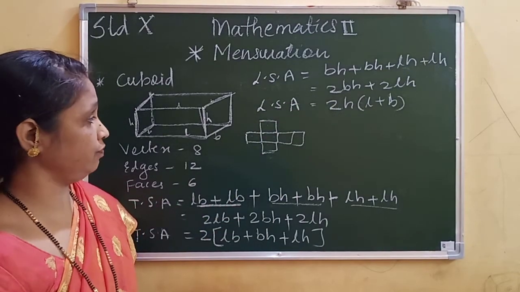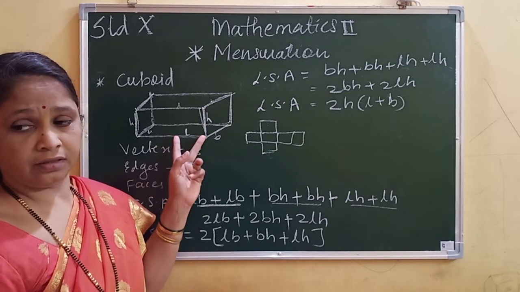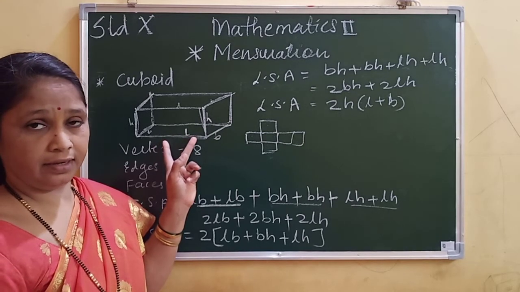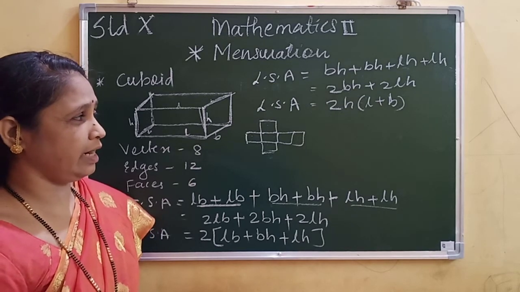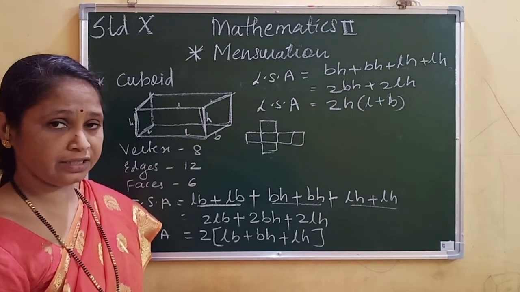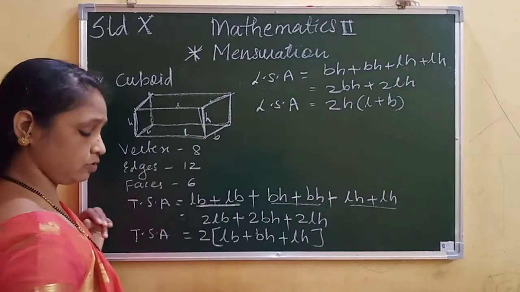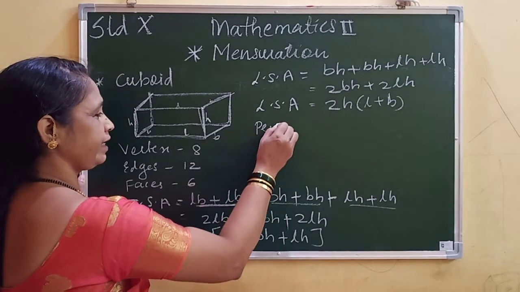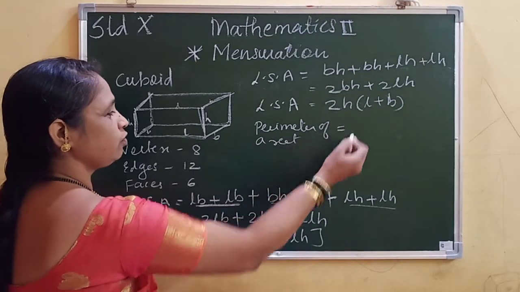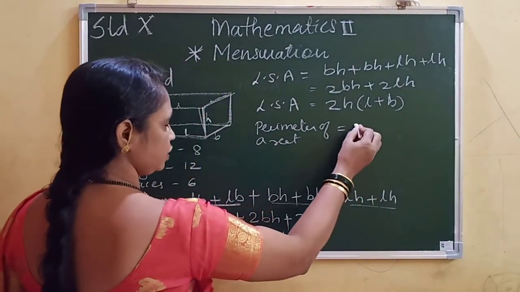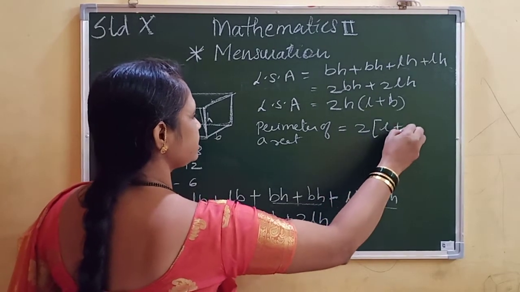Now next, we know its perimeter and its area. The perimeter of a rectangle is 2 times length plus breadth, and the area of a rectangle is length into breadth. This you have already learned, but for the basics it should not lag, so that I am also telling. The perimeter of a rectangle is equal to 2 times length plus breadth.